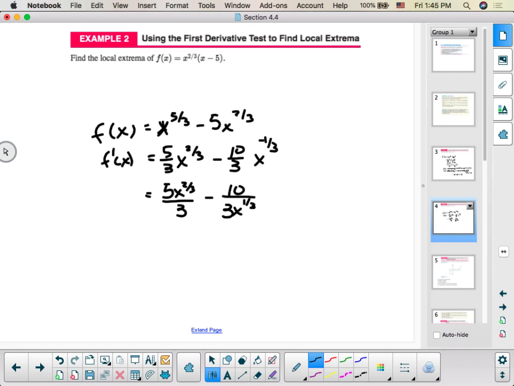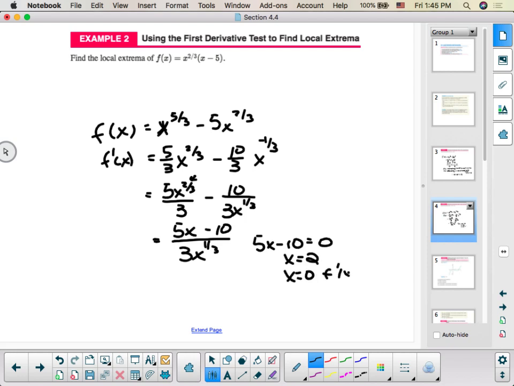So if we get a common denominator of 3x to the 1/3, we have to multiply this numerator by x to the 1/3. That just gives us x, and minus 10 for the other part. So then 5x minus 10 equals 0 when x is 2, and then when x equals 0, the derivative is undefined. So there's our two critical numbers.